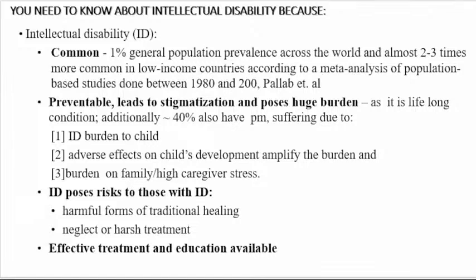Intellectual disability is a very common disorder with a prevalence of 1% in the general population, which is like the prevalence of schizophrenia. In low-income countries like our Kenya, research shows the rates are 2-3 times more common than the worldwide 1% prevalence.